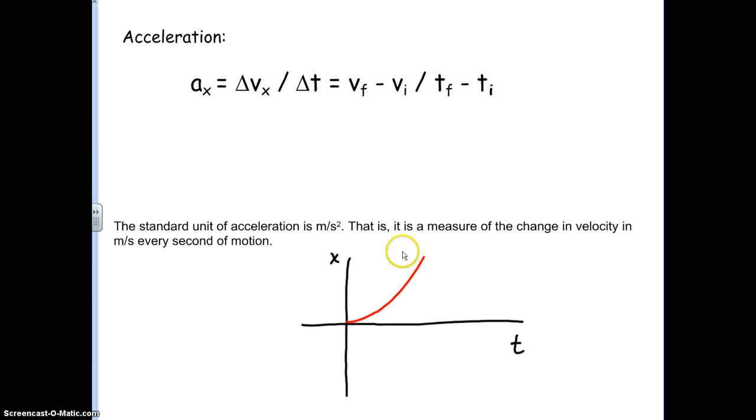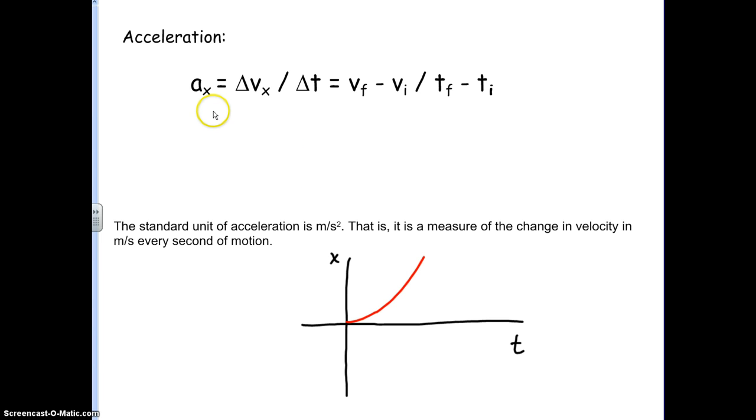The standard unit of acceleration is meters per second, or more specifically, meters per second squared is what we generally call that. But really, we're saying every second that passes, by how much does the velocity in meters per second change? So how many changes in meters per second per second?